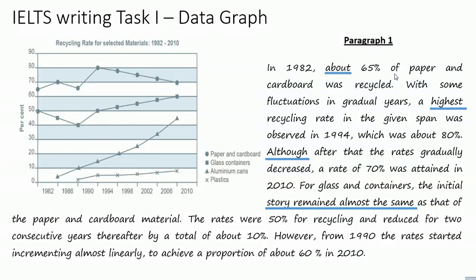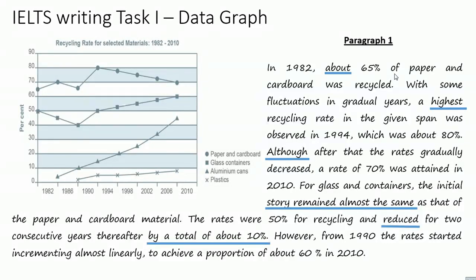It will impact your writing in a good way. Proceeding further, the rates were 50% for recycling and reduced for 2 consecutive years thereafter by a total of about 10%. I have to use the word reduced. You can use various such synonyms for reduce, like decline, gradually decreased, decrease. These are some synonyms you might use in your writing.